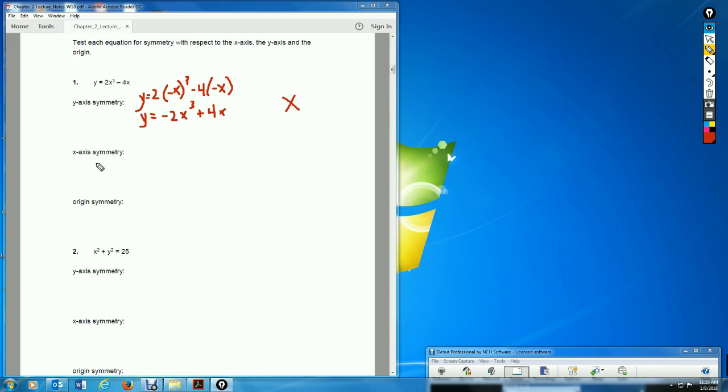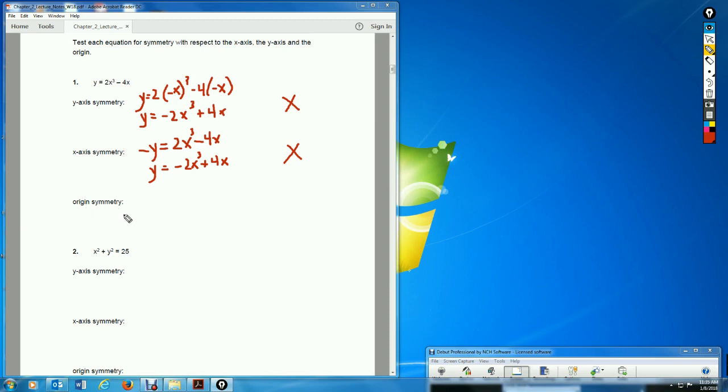Test it for x-axis symmetry. This time we replace y with negative y. So in other words, negative y equals, and then the other side remains the same, 2x cubed minus 4x. If I multiply the whole equation by -1, I end up with y equals negative 2x cubed plus 4x. And then if we compare that to the original equation, nope, it's not the same. So it's not symmetric with that.